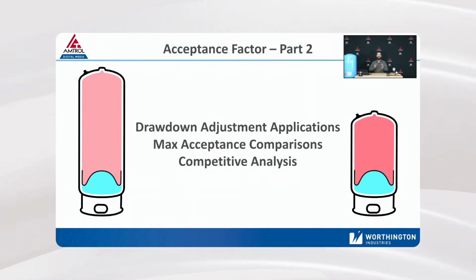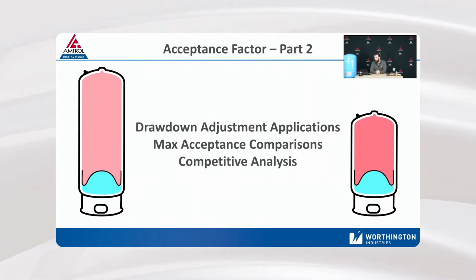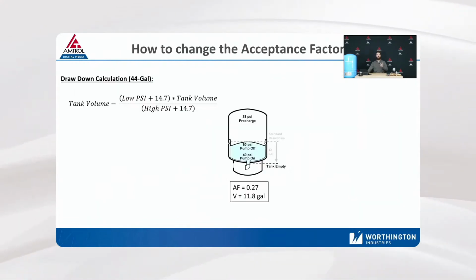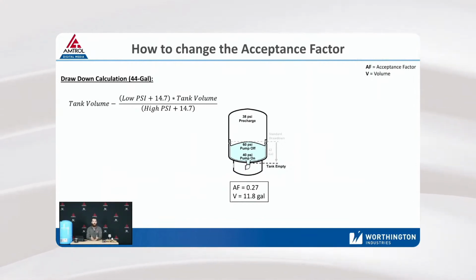And again, just to highlight what we're going to be talking about, we're going to be adjusting our drawdown to fit certain applications. We're going to compare max acceptance of tanks, and then we're going to do a brief competitive analysis at the end. So going into the start, some of these slides might look familiar for those that have been in part 1. They're obviously going to be new if you missed part 1, and they're going to be essential going forward. So I did want to touch on them again very briefly.